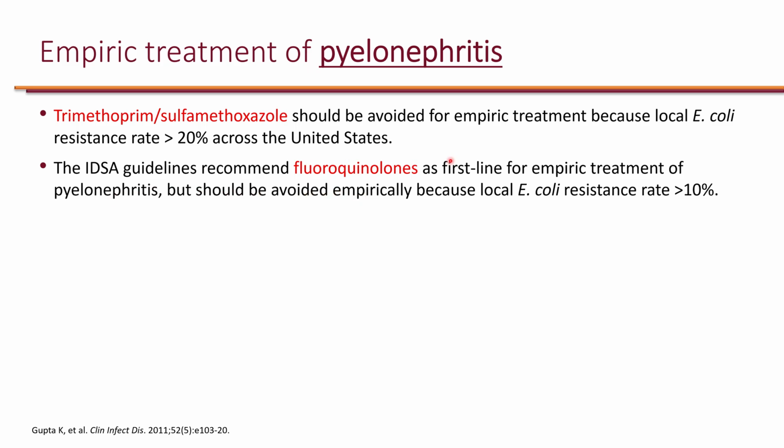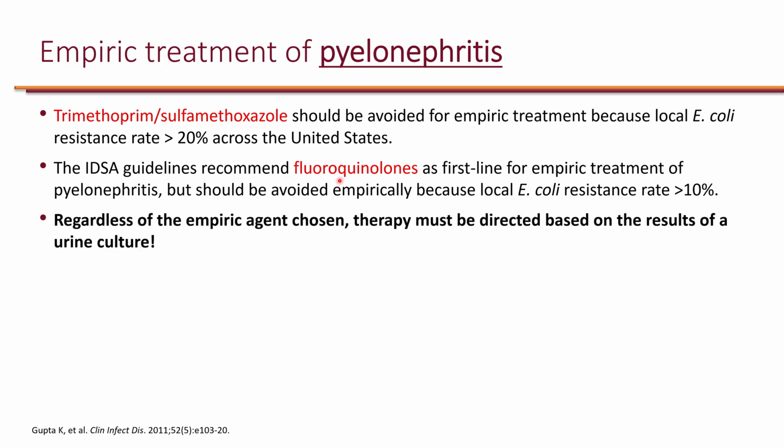Now, IDSA guidelines also recommend fluoroquinolones as first line for empiric treatment of pyelonephritis, but they do say that they should be avoided empirically because local E. coli resistance rate is more than 10%. So 10% is the threshold for fluoroquinolones, and across the United States, resistance rate is more than 10%. So they should not be used empirically, but once the results of the culture come back, if they are susceptible to fluoroquinolones, only then it would be okay. But then again, with fluoroquinolones, we have the issues of collateral damage and adverse effects, so they should only be used if other options are not available.